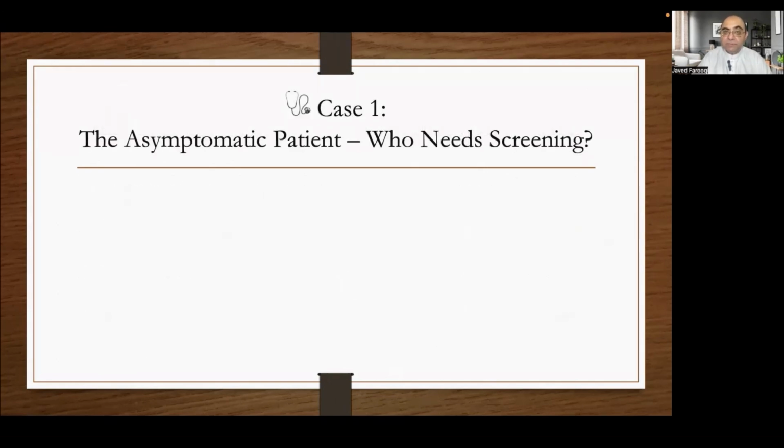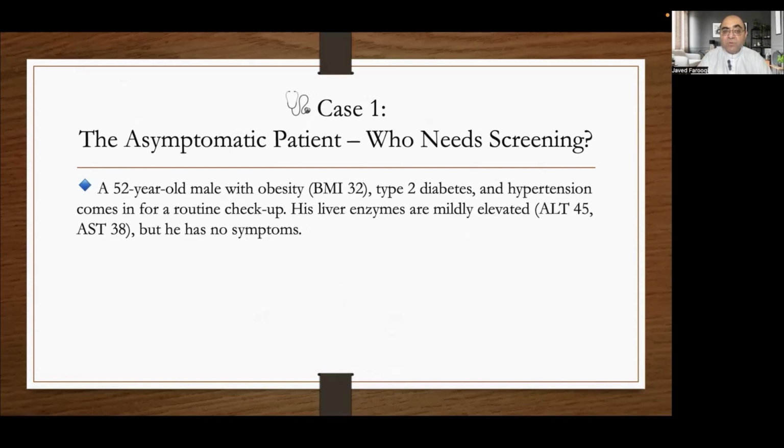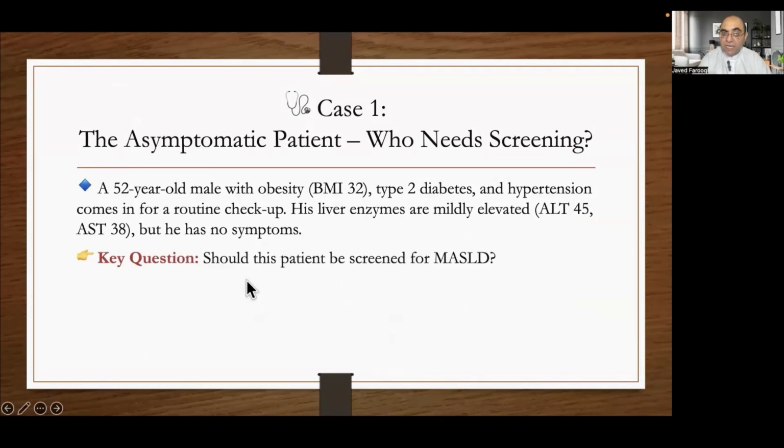Case number 1, the asymptomatic patient who needs screening. A 52-year-old male with obesity, BMI 32, type 2 diabetes, and hypertension comes in for a routine checkup. His liver enzymes are mildly elevated, ALT 45, AST 38, but he has no symptoms. Key question is, should this patient be screened for MASLD?